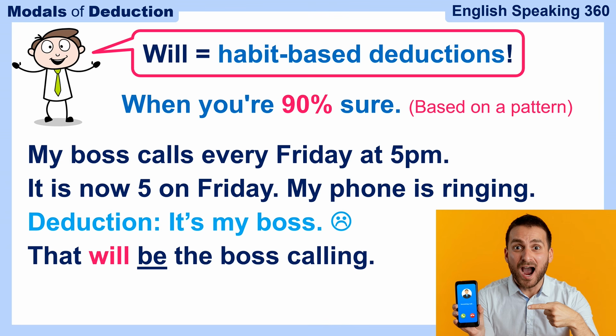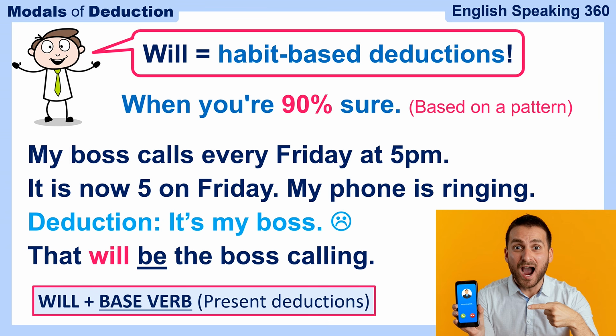That will be the neighbor mowing the lawn at 7 a.m. on a Sunday. So, for will, once again, it's always the same pattern. You see, will plus the base verb, and that is for present deductions. Let me give you one more that's a little bit different.